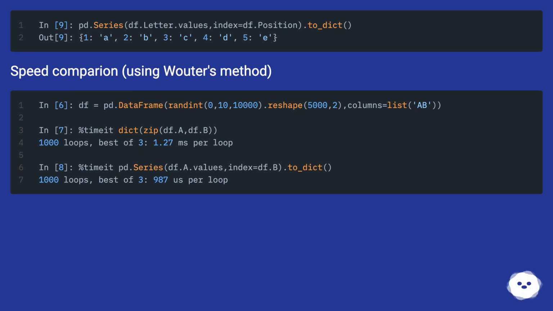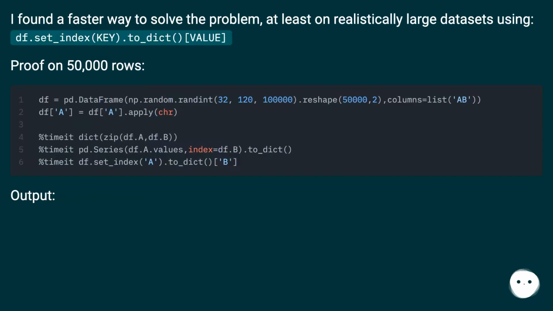Speed comparison, using Wouter's method. I found a faster way to solve the problem that lists on realistically large datasets using df.set_index(key).to_dict(value). Proof on 50,000 rows. Output.